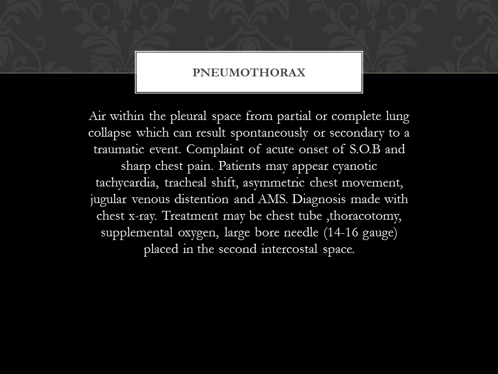Pneumothorax, air within the pleural space from partial or complete lung collapse, which can result spontaneously or secondary to a traumatic event. Complaint of acute onset of shortness of breath and sharp chest pain. Patients may appear cyanotic, tachycardic, have a tracheal shift, asymmetric chest movement, jugular venous distension, and altered mental status. Diagnosis made with chest X-ray. Treatment may be chest tubes, thoracotomy, supplemental oxygen, large bore needles, 14 to 16 gauge, placed in the second intercostal space.